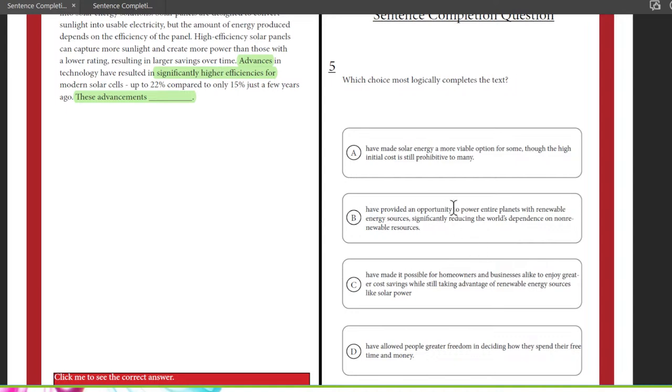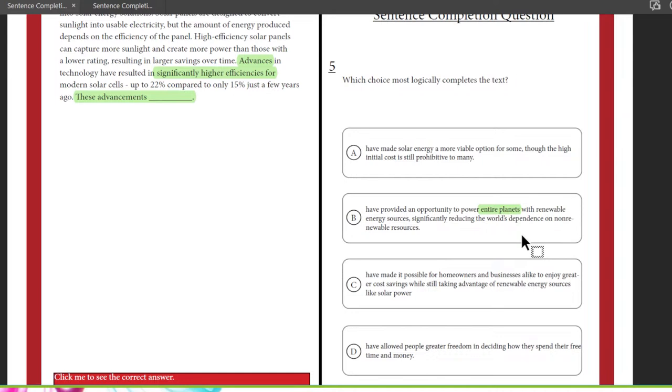Have provided an opportunity to power entire planets with renewable energy. Significantly, all right. I have a problem with this answer. And it's right here. What do you think might be the problem with that answer? It didn't mention the efficiency, and the entire planet is something very big.